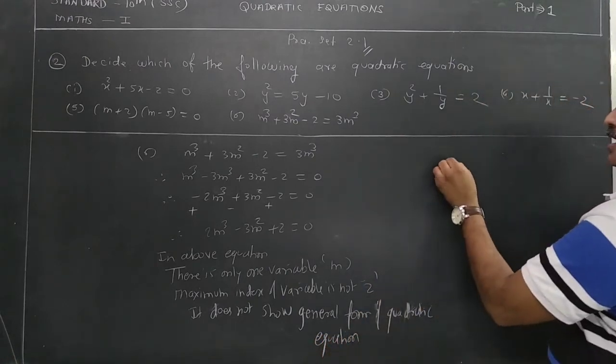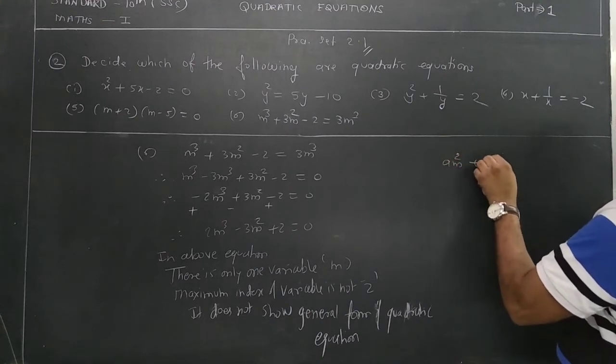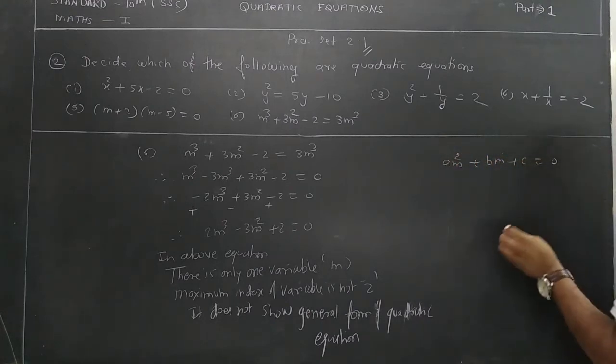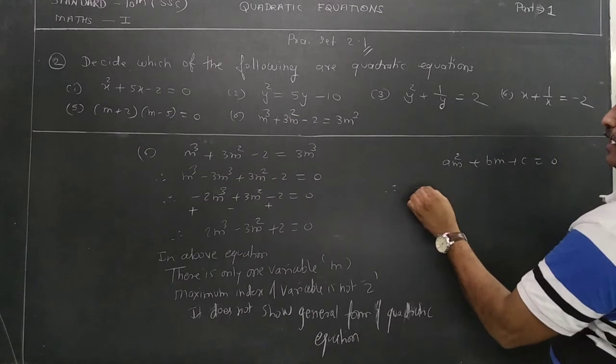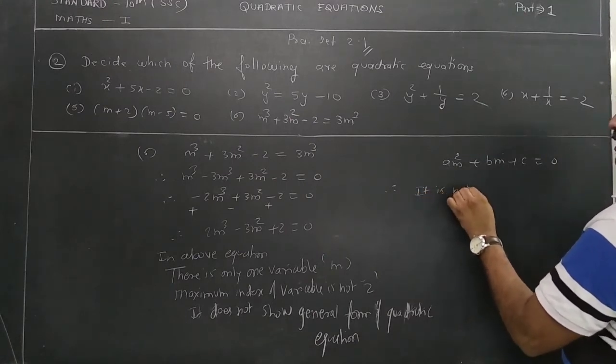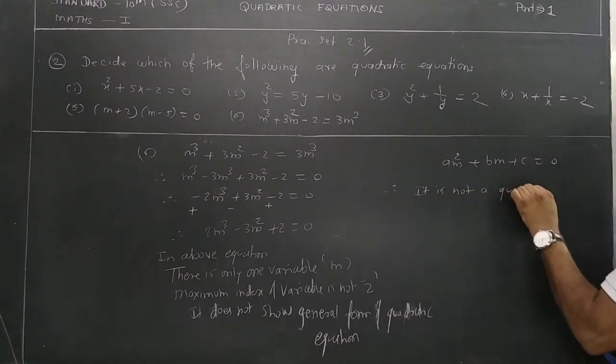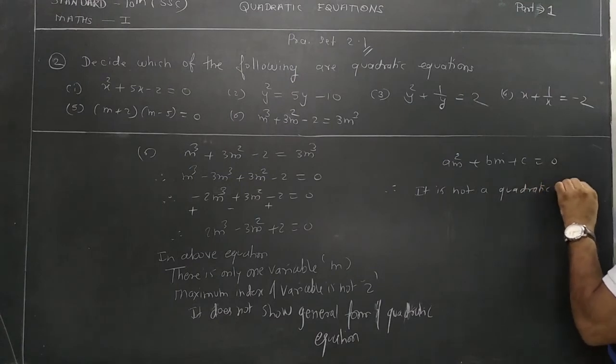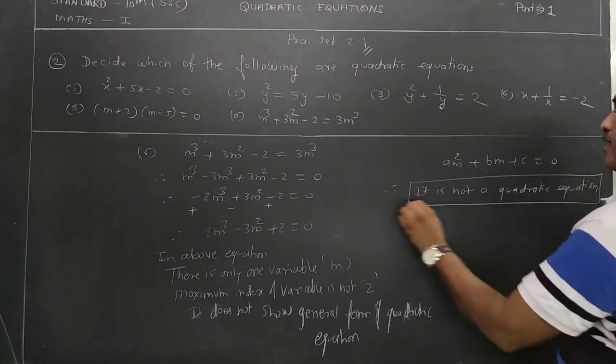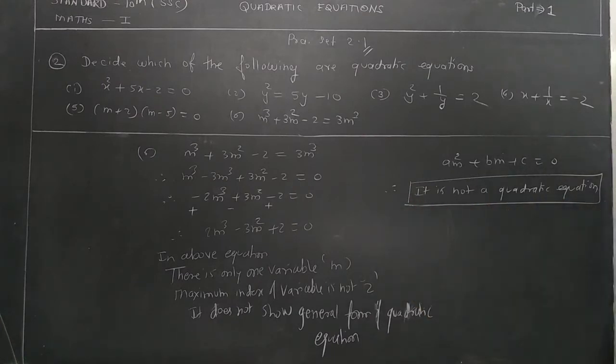What is the quadratic equation? am square plus bm plus c is equal to 0. Therefore, it is not a quadratic equation. It is not a quadratic equation.